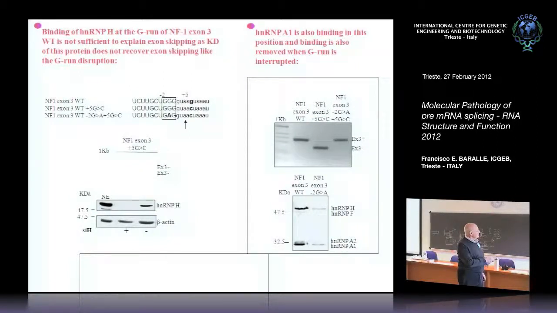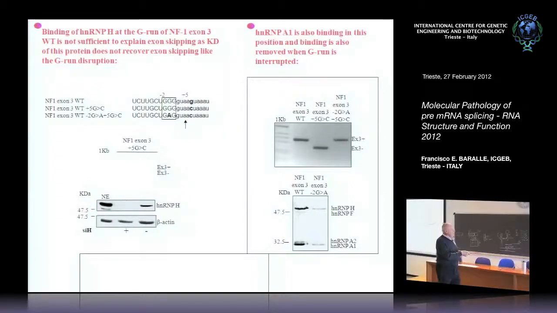So normal gene, C mutation, skipping; with a C mutation, but with an A in that position, inclusion. So the double mutant is healthier than the single one, because it disrupts the binding of H. That double mutant doesn't exist in humans. That's artificial. We have made it to prove the case. This is to prove that the binding of H is dependent on the run of Gs.